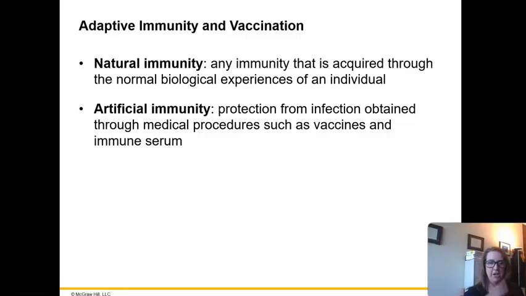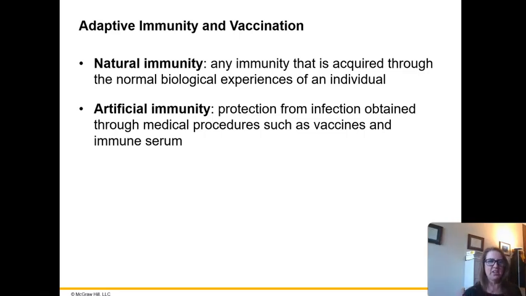So another way that I might get natural immunity is in utero. When I was growing in my mother's uterus, she did not breastfeed me, but certainly we can get that through breastfeeding. So while I didn't actively do anything to get that, it was through normal biological experiences. So being in utero, we have the mother's antibodies crossing the placenta into our bloodstream. And so it's natural because it's part of everyday life experiences, but I didn't actually do it myself. So we'll come back to that differentiation.